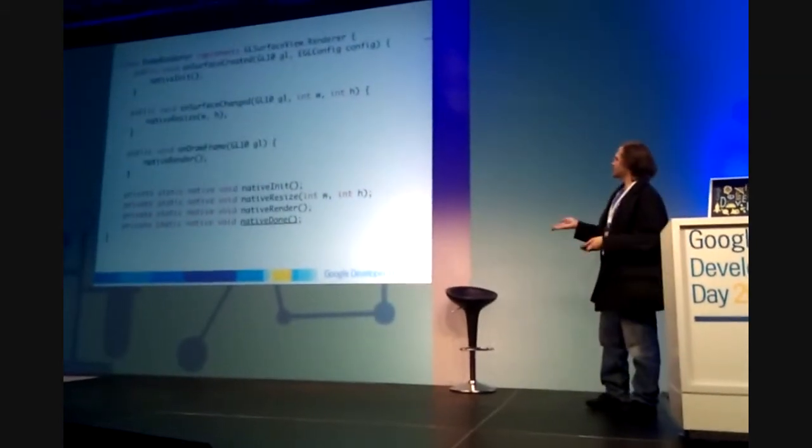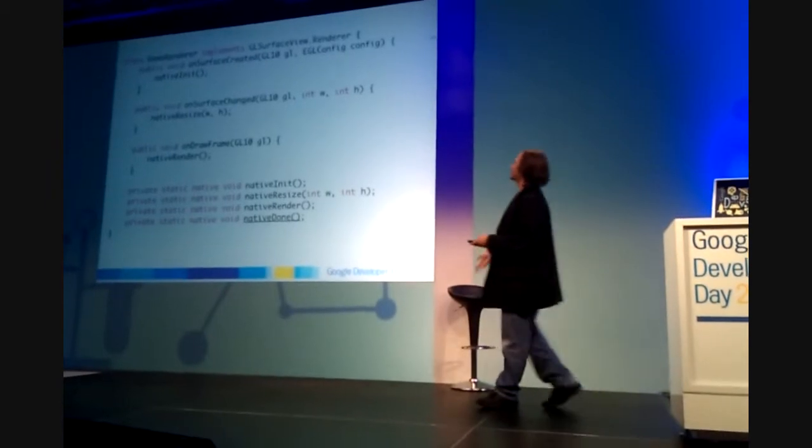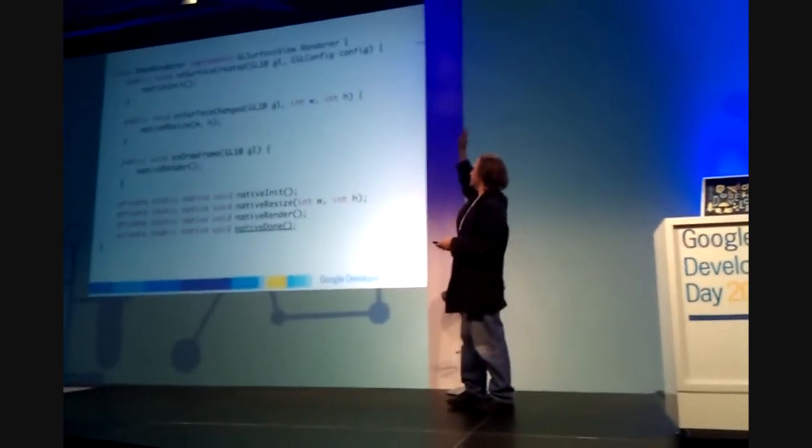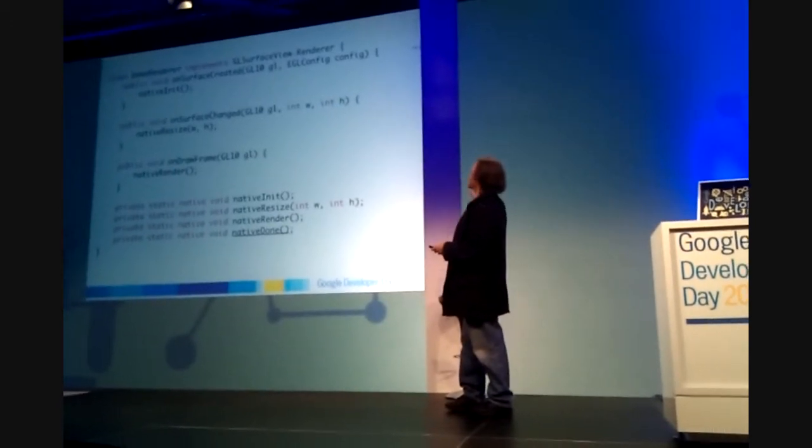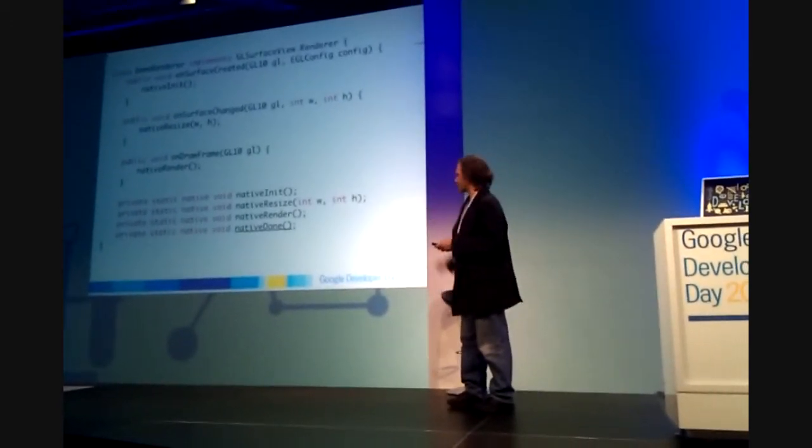So, what does this look like? Well, if you ever look at this code, it's pretty simple. The renderer looks like this. You get surface created, surface changed, and on draw frame, and we simply patch call straight through to these native functions, which look like this.